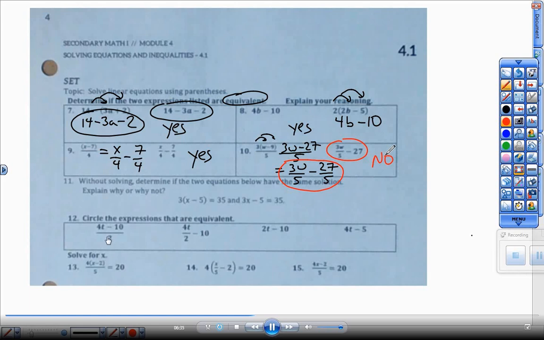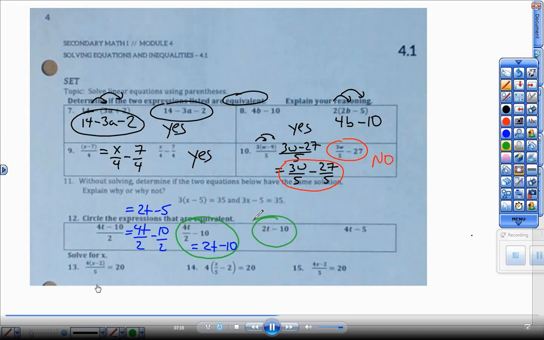This one, I'm going to do some work to see if these are the same, which two. So I'm going to take that 4t divided by 2 minus 10 divided by its own little 2. And that gives me 2t minus 5. This problem right here, if I divide 4t by 2, it gives me 2t and leave that minus 10 alone. This is 2t minus 10 already, 4t minus 5. I can see that these are equal, which means out of this set, only this one and this one were equivalent. None of the other ones were equivalent.